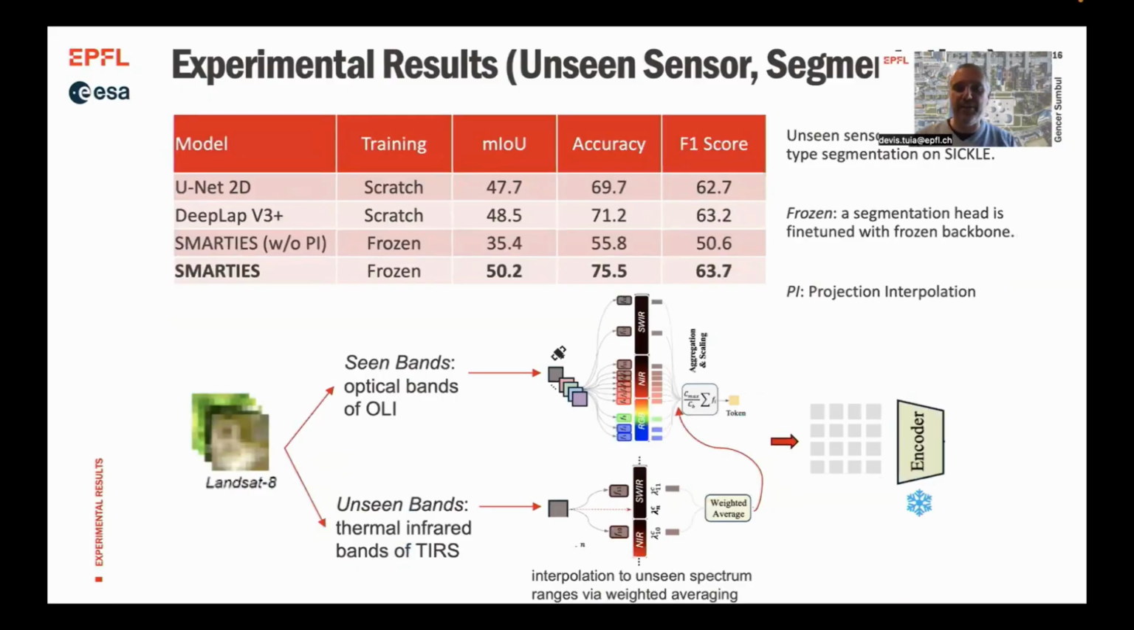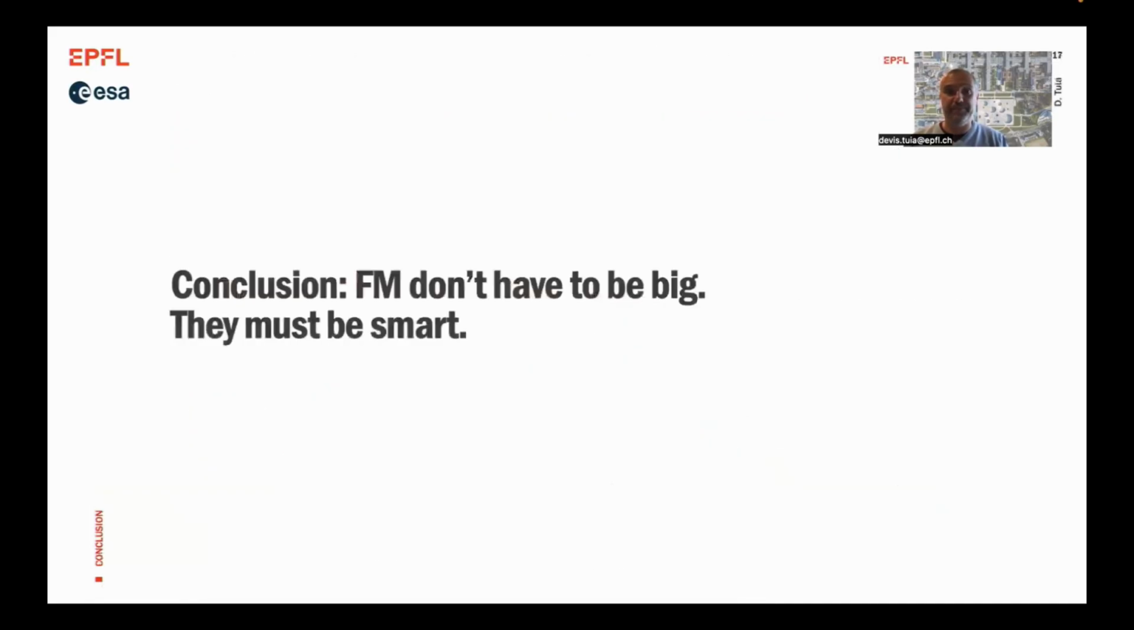We also wanted to see how it performs when we confront Smarties with a new sensor it has never seen before. In this case, it's Landsat, a sensor with thermal bands, and the model has never seen thermal bands before. And I'm happy that Smarties works very well and improves on fully supervised UNet and DeepLab. Sorry for the typo. And of course, without the interpolation, so by ignoring the thermal bands, Smarties is working less well, but this is totally expected. For me, it just tells me that it can learn something useful from the thermal bands, even though it has never seen one.